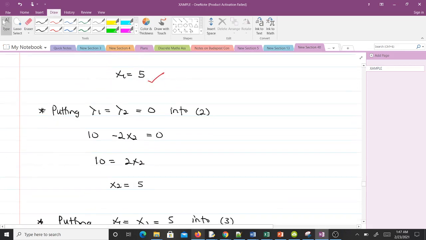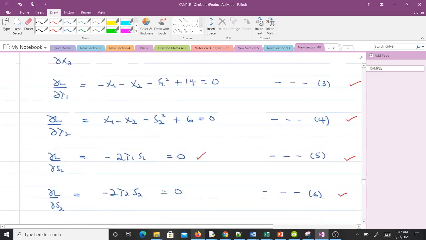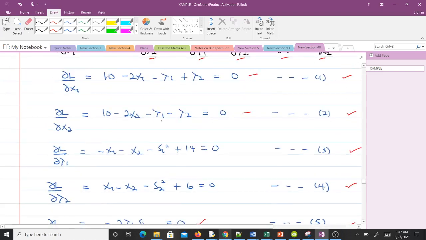Then putting lambda 1 equals lambda 2 equals 0 into equation 2. So recall that this is equation 2. So that means this part goes away.